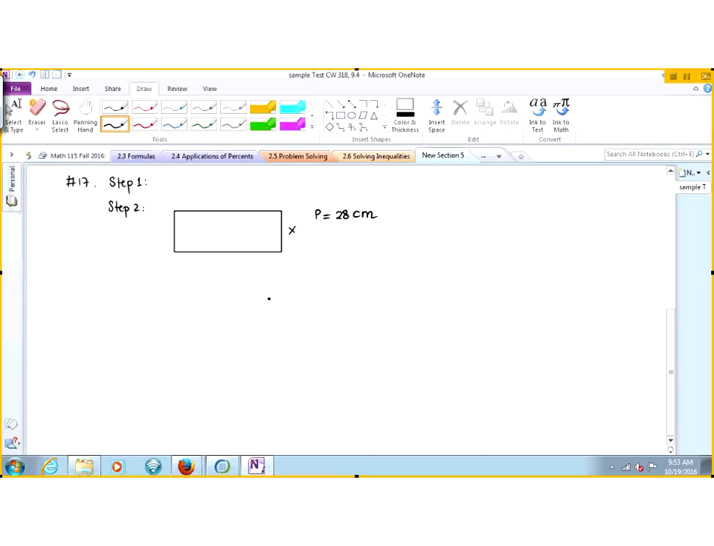And then? Okay, so if I call this X, what about the other side? Y. Right. So X is the first side. What about the other side? Y is the second side. Now, step 3, what are the two equations? Yes, the perimeter is 28, so 2x plus 2y is equal to 28.